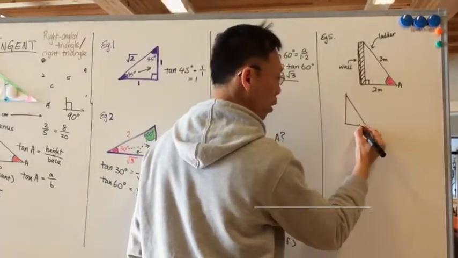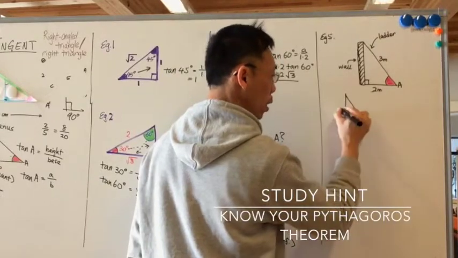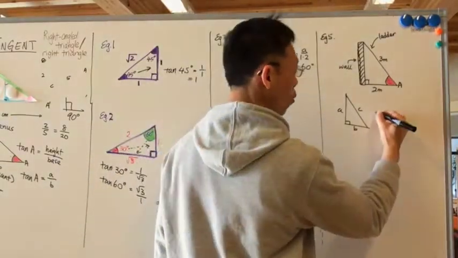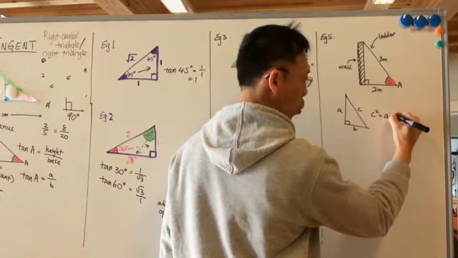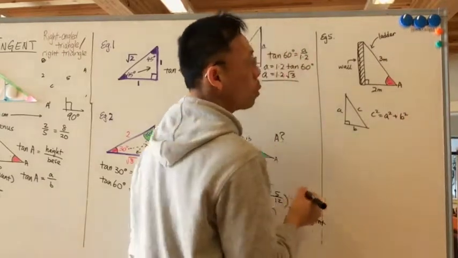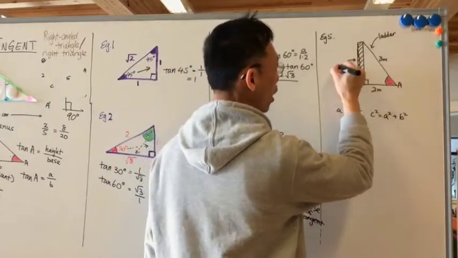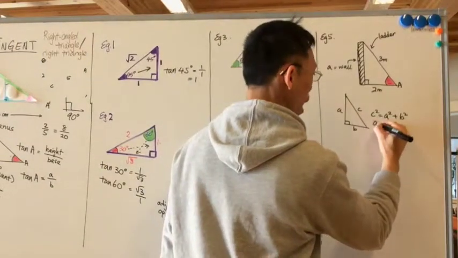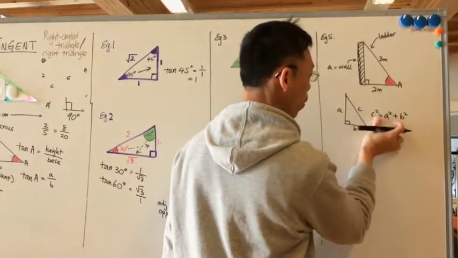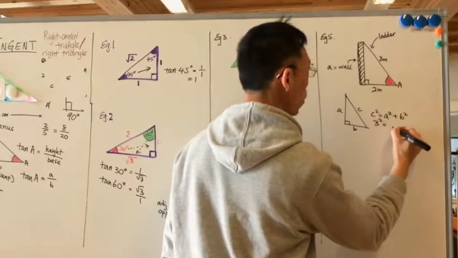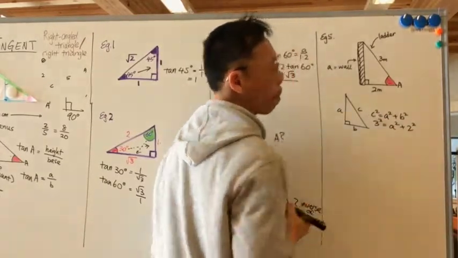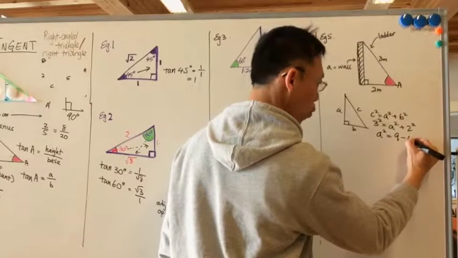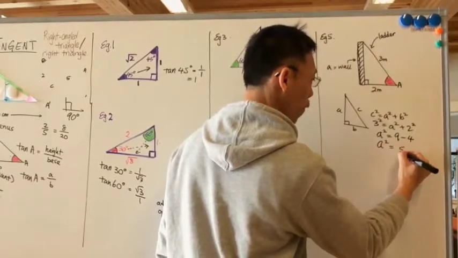Remember that Pythagoras' theorem? Like, say, if this is B, this is A, this is C, this is a 90 degree right angle triangle. Therefore, C squared here is equal to A squared plus B squared. So similarly, I can figure out what the height is. And let's call the height here, the wall height here, small a. So, in this case, 3 squared is equal to a squared plus 2 squared. Alright, and a squared is equal to 9 minus 4. a squared is equal to 5.